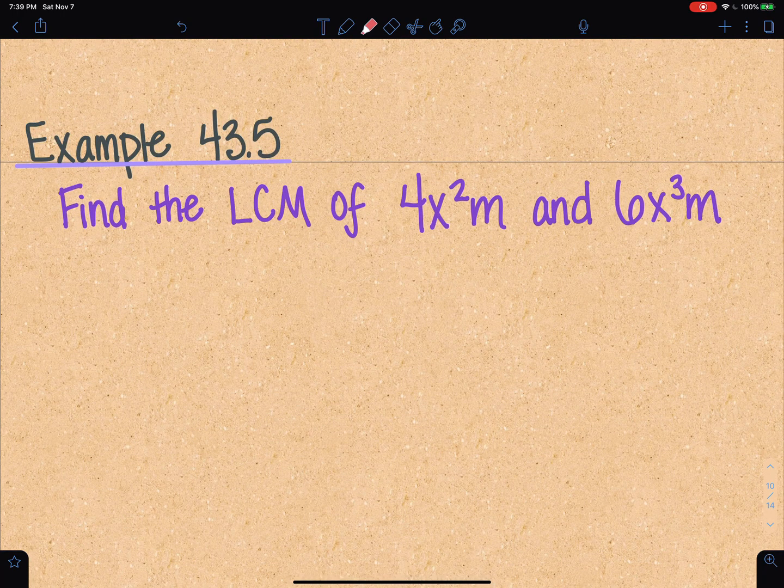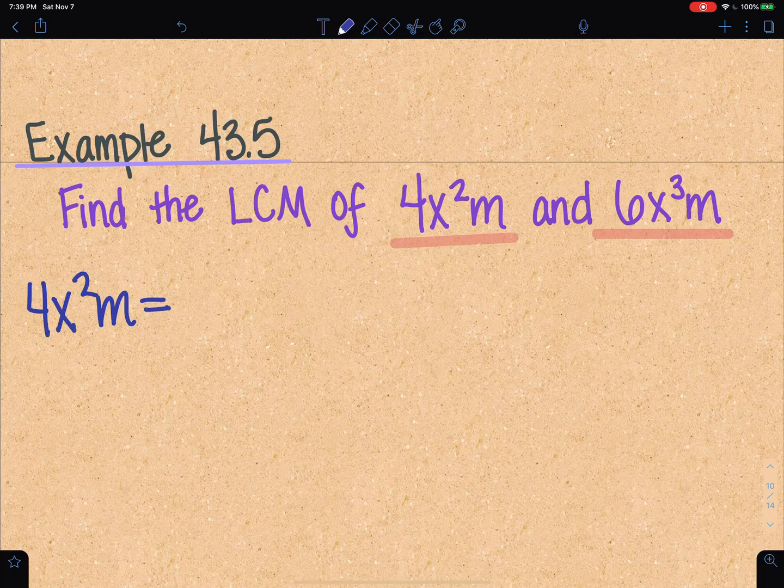Let's do one more example. Find the LCM of 4x squared m and 6x cubed m. So I'm going to write these out. 4x squared m, and break it down into its factors. 4 is just 2 times 2, and I know those are prime numbers, so that's easy. Then I have x times x because it's x squared, and then I have 1m.